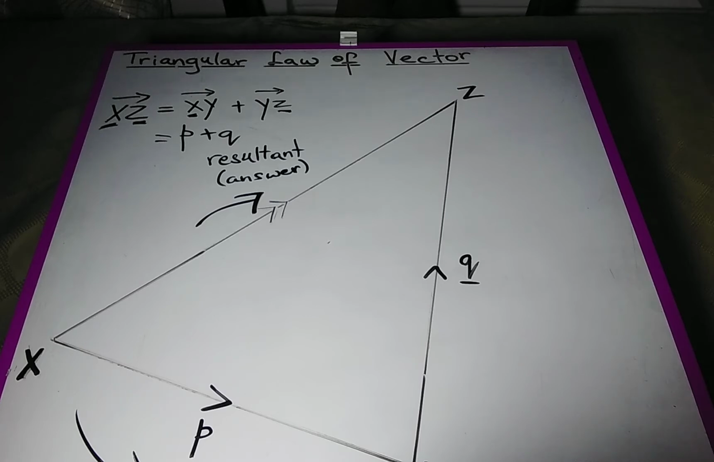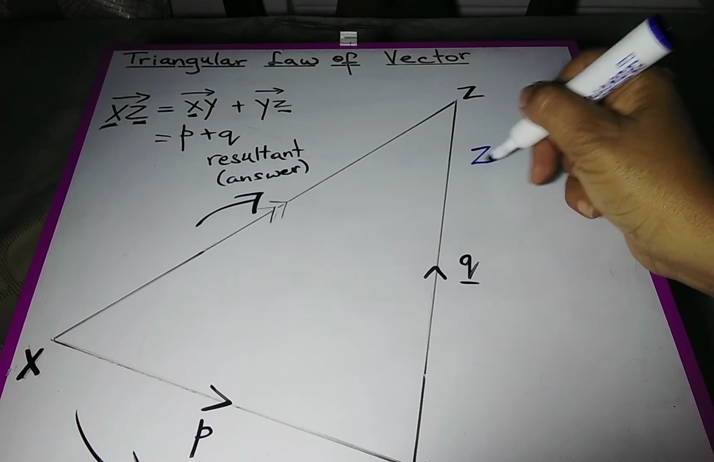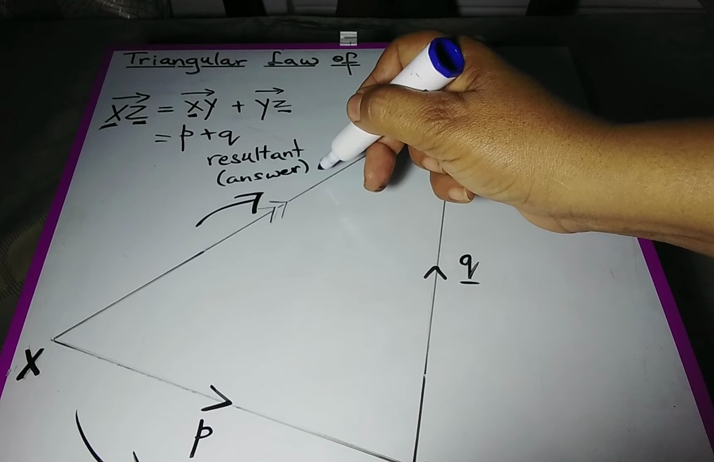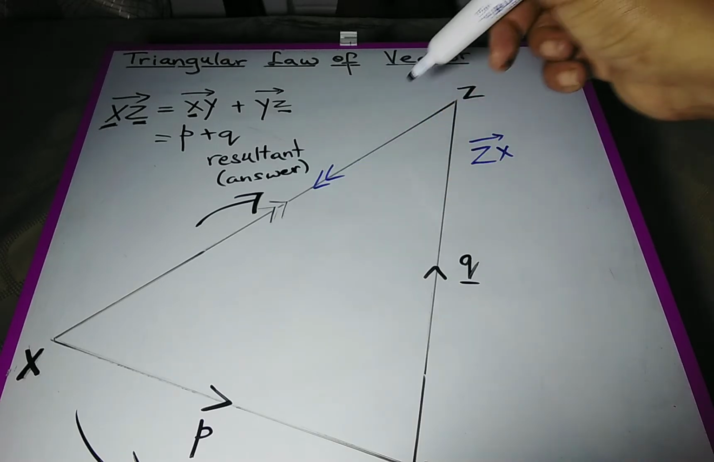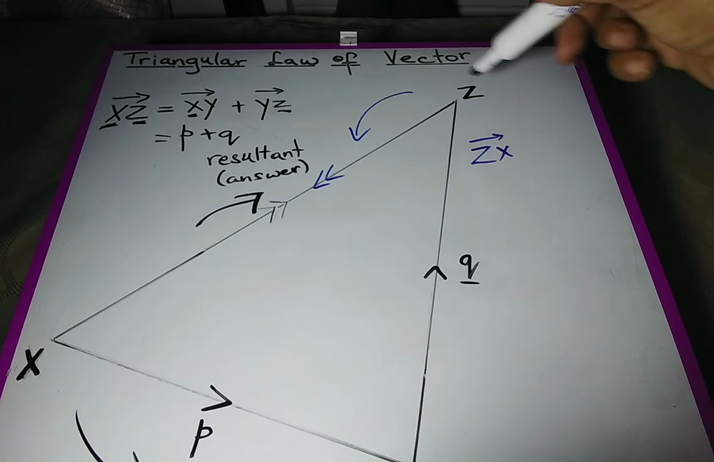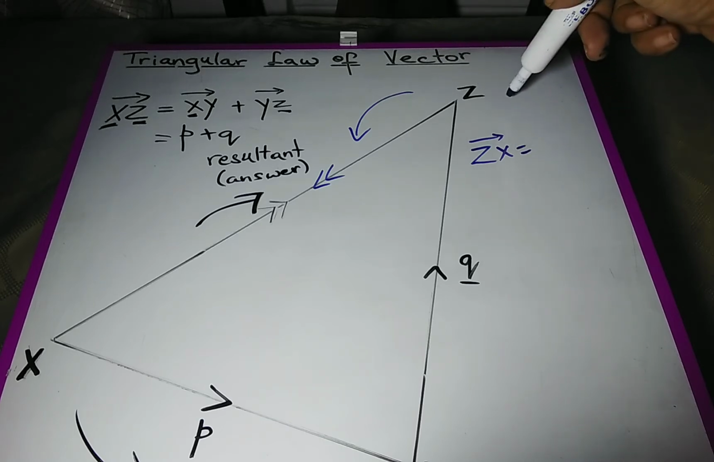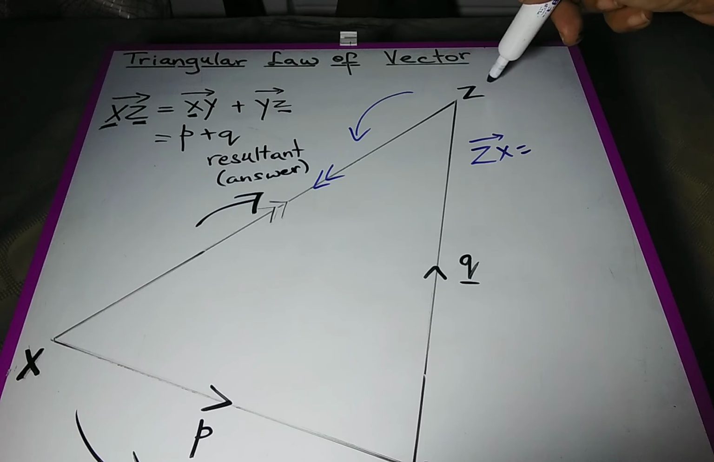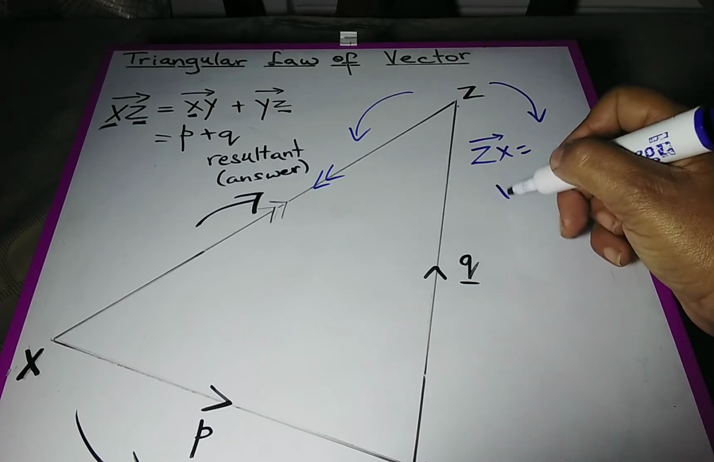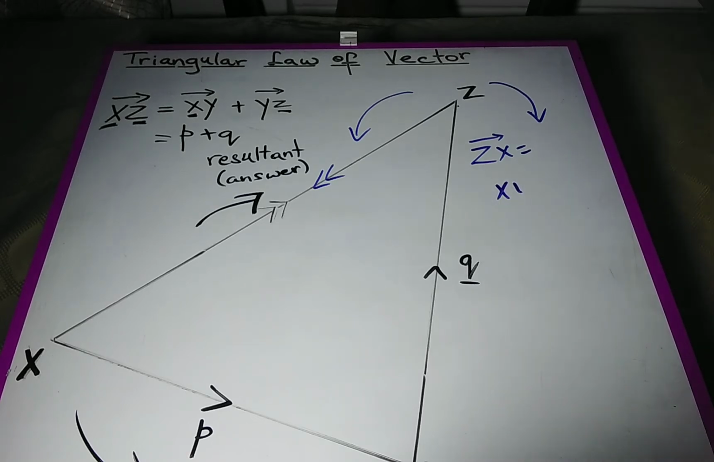But what if I want to find vector zx? This time the arrow is going this direction. So it is going anti-clockwise. Therefore, if you're trying to find the answer, we have to go in a clockwise direction. So we go from z to y. Okay, that's not z, that's x. Z to y.